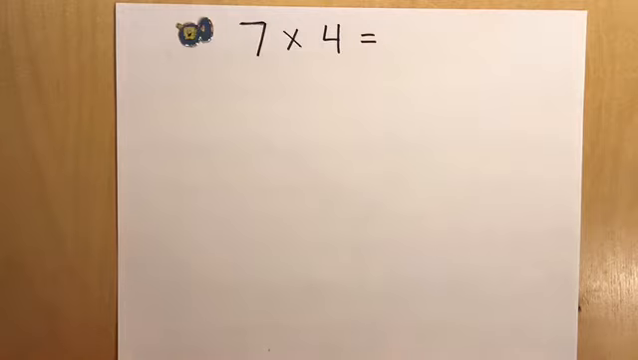Let's use a tape diagram to model skip counting by 4 to solve a multiplication problem. Let's think of 7 times 4. So SpongeBob has 7 customers. Each customer orders 4 Krabby Patties. How many Krabby Patties do they order all together? Draw your tape diagram, label it, and press play when you're done.